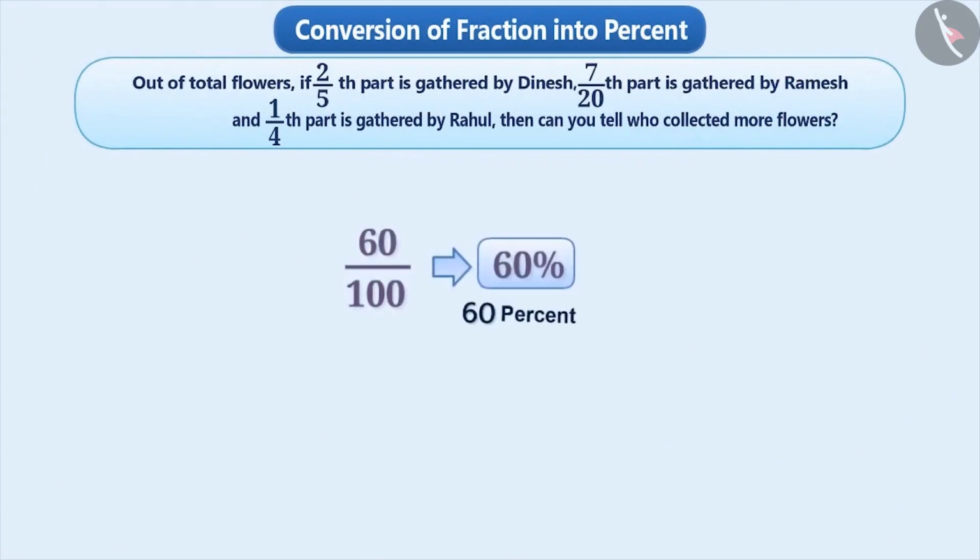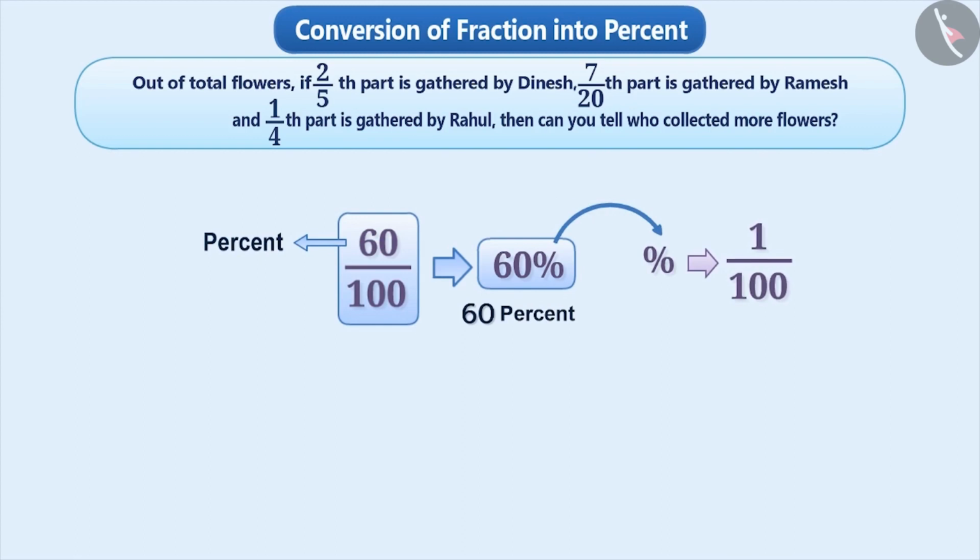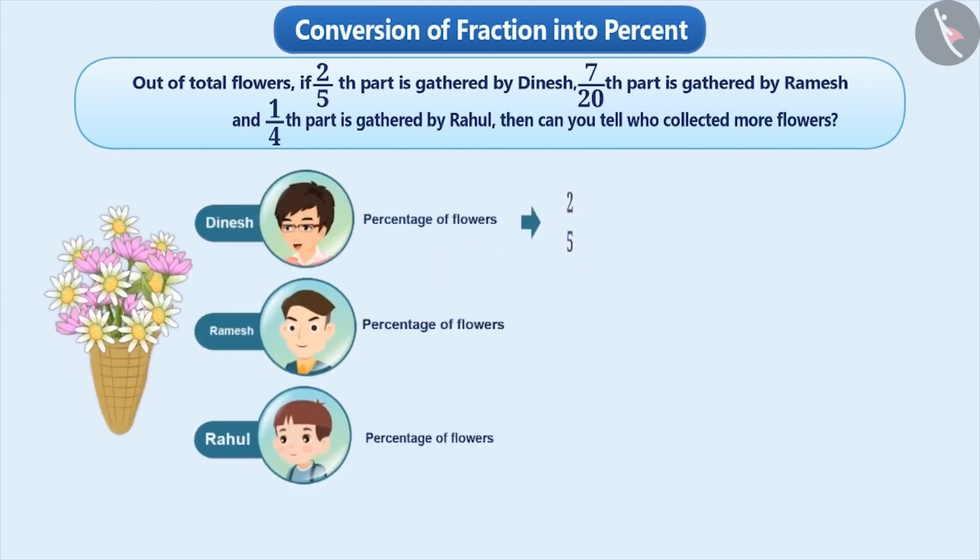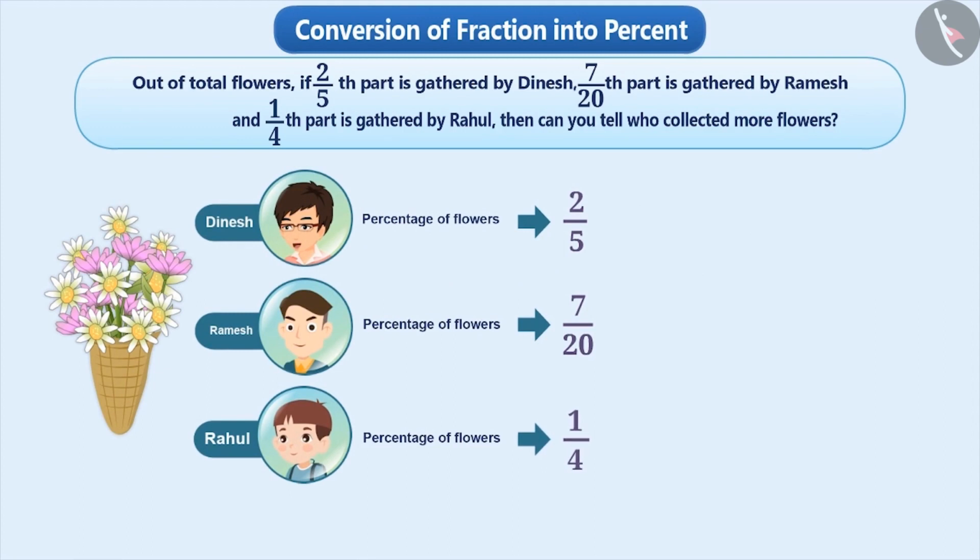In the previous video, we have understood the concept of percentage. Can you tell what is meant by percentage? Think for a while. You are right. Percentage is the numerator of a fraction whose denominator is 100. To represent percentage, we use this sign, which means 1/100. Now let's find the percentage of 2/5, 7/20, and 1/4.